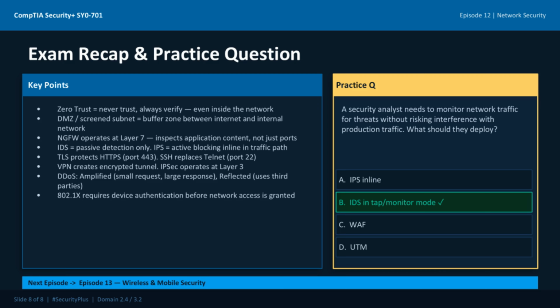TLS protects HTTPS on port 443. SSH replaces Telnet on port 22. VPN creates an encrypted tunnel. DDoS, amplified, uses intermediaries to amplify traffic. Reflected bounces traffic off third parties. 802.1X requires device authentication before network access.